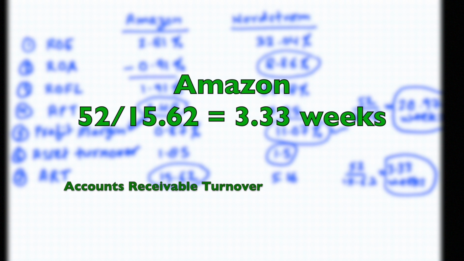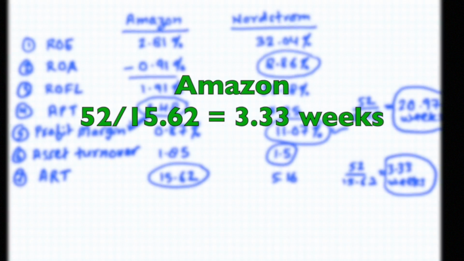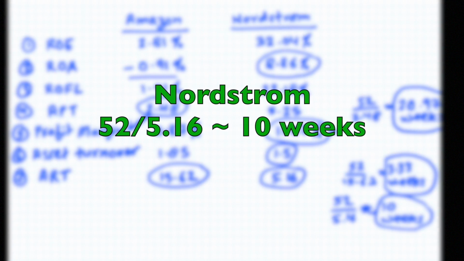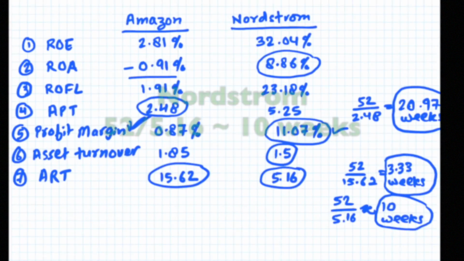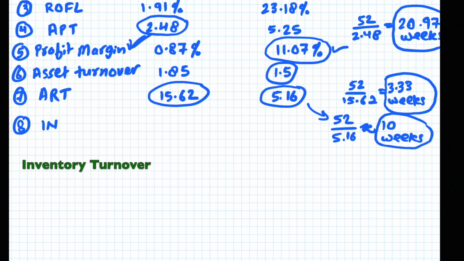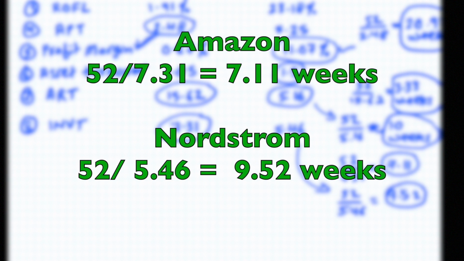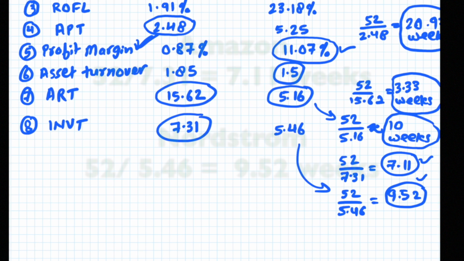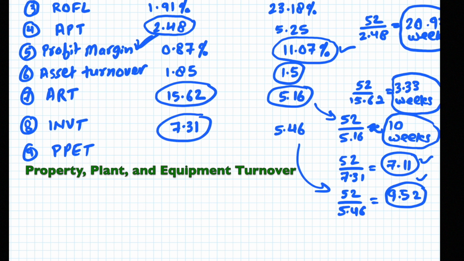So Amazon was able to collect money from sales within about 3.33 weeks. So it took much longer for Nordstrom to collect money from sales. And then we have inventory turnover, which basically means that inventory sat with Amazon for about 7.11 weeks, whereas for Nordstrom, it was there for about 9.52 weeks. And then we have property, plant, and equipment turnover.